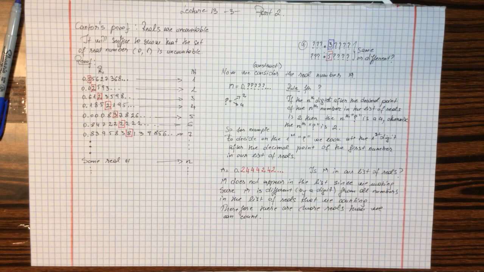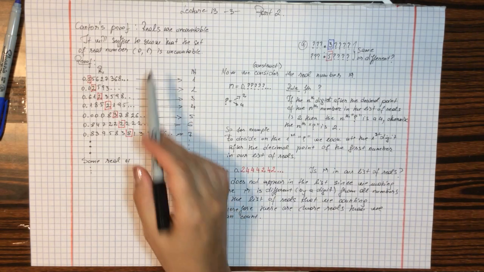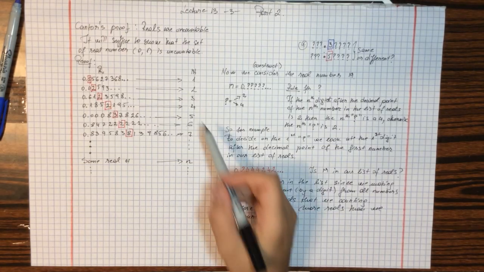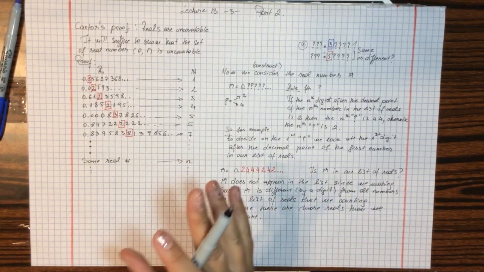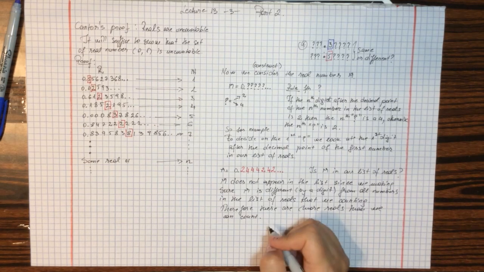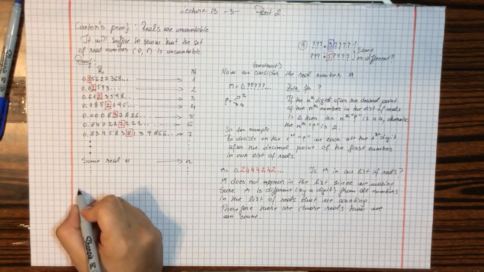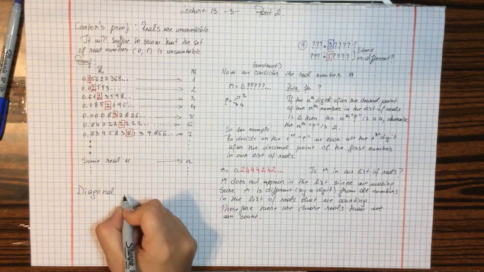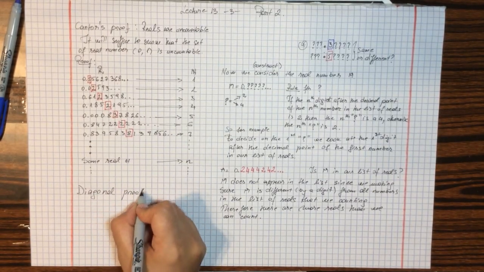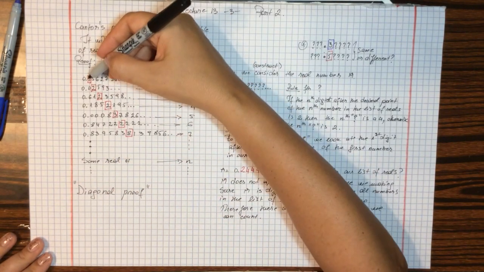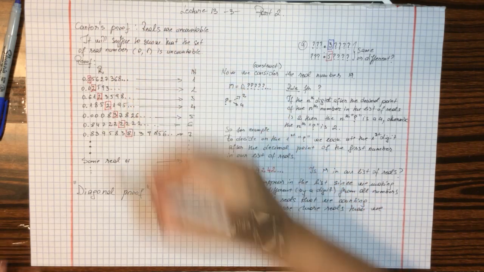Okay? That's the same as saying that reals are uncountable, or the infinity of reals is larger than the infinity of counting numbers. So these two infinities are of a different cardinality. Okay, so this otherwise is known as the diagonal proof of Cantor's theorem, because the argument sort of moves diagonally.